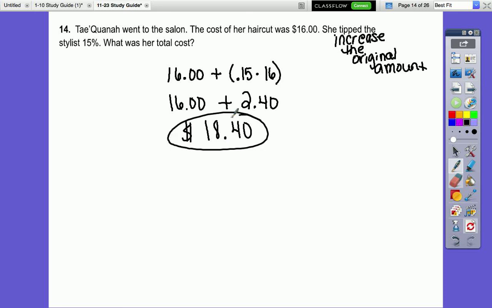Now, when you're working with money, we want to make sure that we have two decimal places. So do not write this as 18.4. No, it's $18.40. Add your zero. When you go to the grocery store, or if you're going to the mall and you're shopping, they're not going to say 18.4. They're going to say $18.40. Two decimal places.